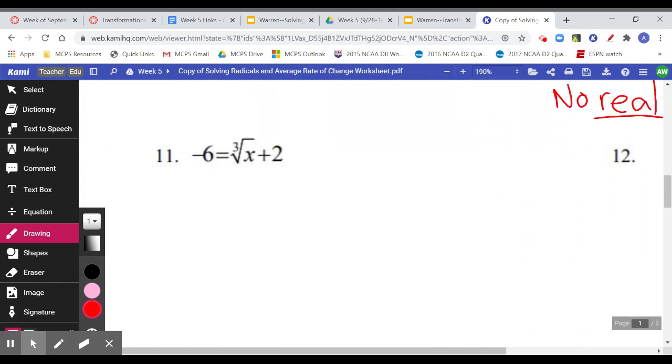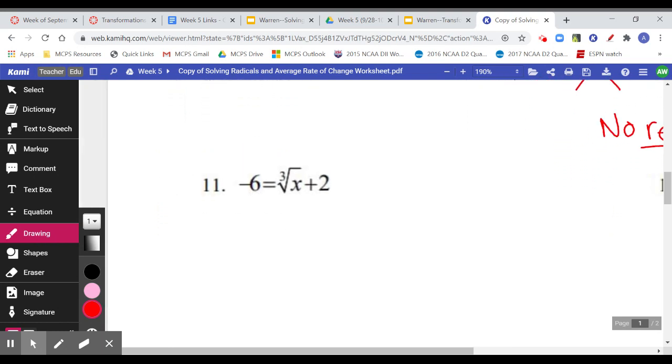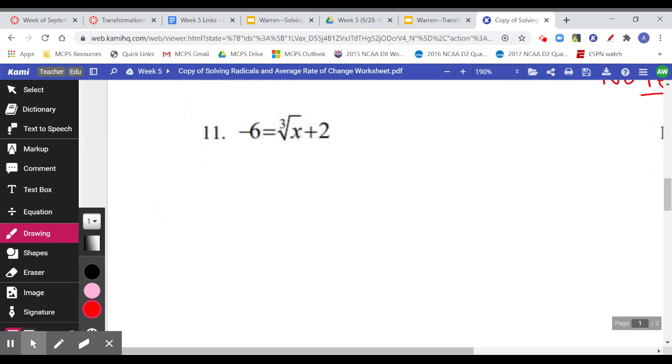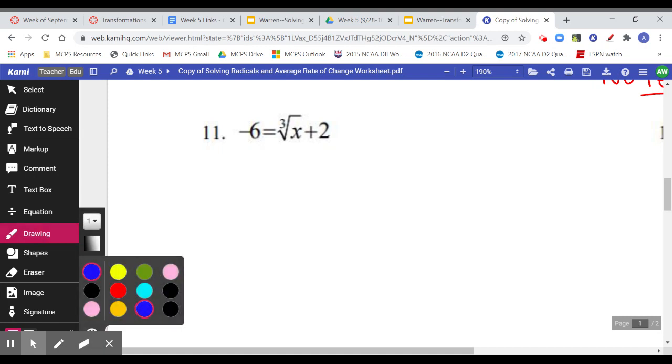Anyways, moving on. Now we're going to do one more problem, and I'm only doing one more because it is a cube root, so I think you guys should see that too. But we are going to follow the same steps here. So we're going to go ahead and isolate the radical. So to do that, I'm going to subtract 2 from both sides. Okay. And then once I have that, I have -8 is equal to the cube root of x.